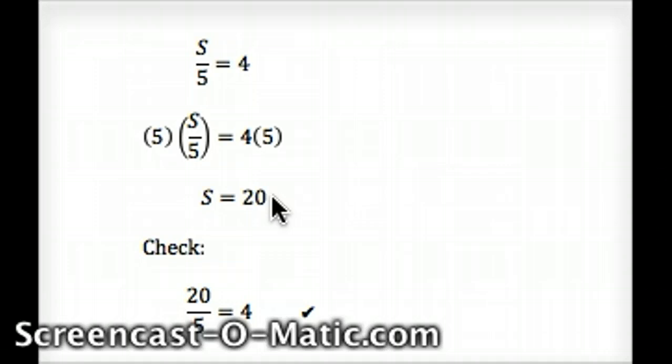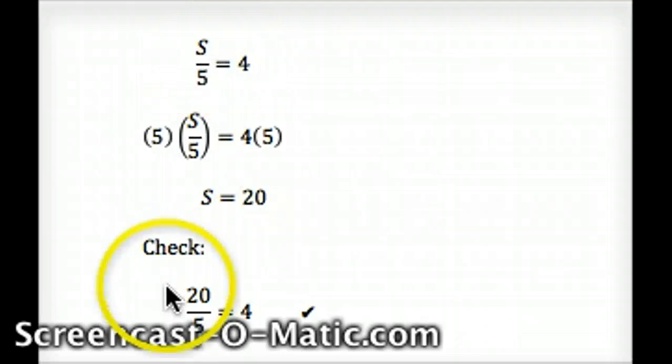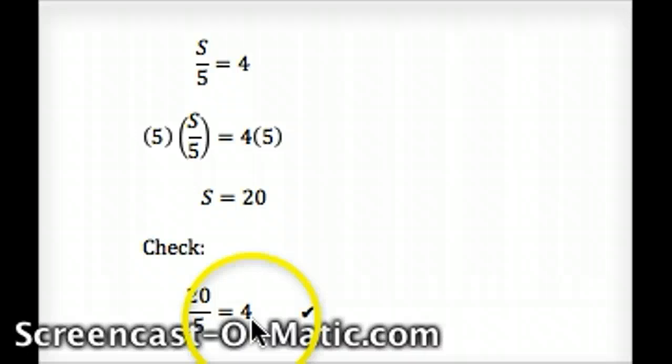To check to see if this is true, I plug the 20 back into the original equation and I get 20 divided by 5 equals 4. That's true, so my work is correct. I can fit 20 students into my room.